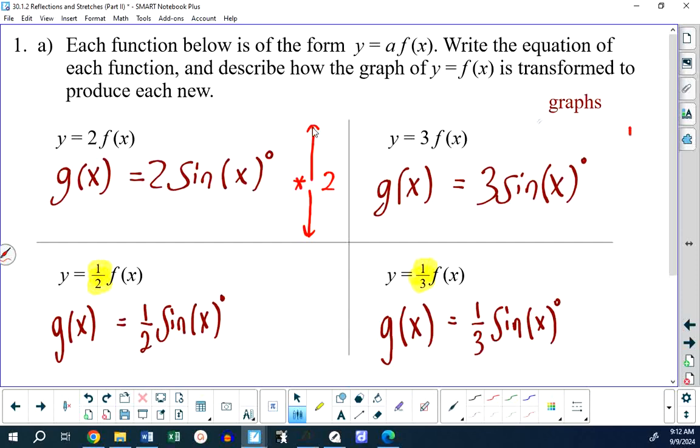Over here, what's happened is things have been stretched vertically by a factor of 3. And again, that's just an abbreviation. Here, things have been stretched vertically by a factor of a half. And here, things have been stretched vertically by a factor of a third.